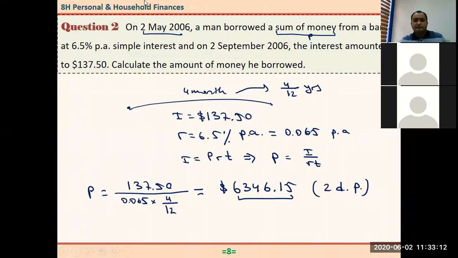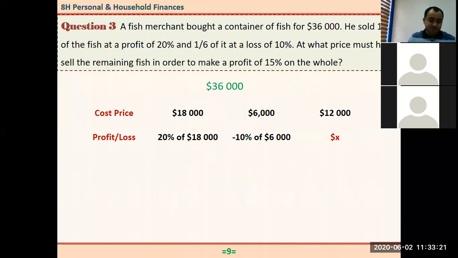All right. The last example, less than 10 minutes left. Last example for today. Question 3, a fish merchant bought a container of fish for $36,000. Okay, we are talking about a businessman who is doing fish business, and he bought a container of fish for $36,000. Right.